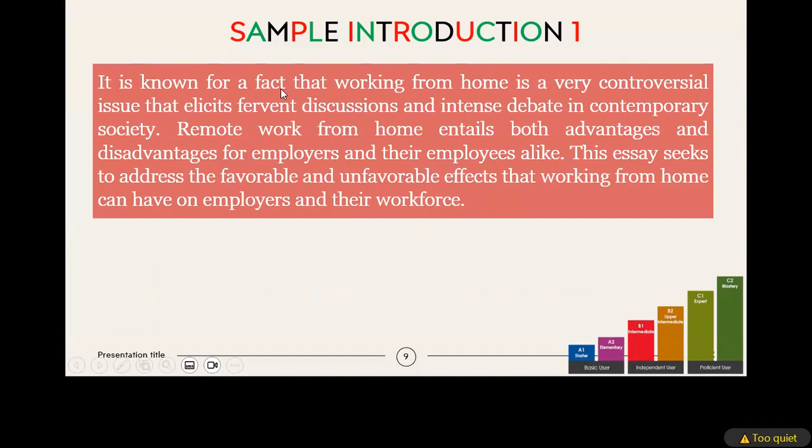It is known for a fact that working from home is a very controversial issue that elicits fervent discussions and intense debate in contemporary society. Remote work from home entails both advantages and disadvantages for employers and their employees alike. This essay seeks to address the favorable and unfavorable effects that working from home can have on employers and their workforce.